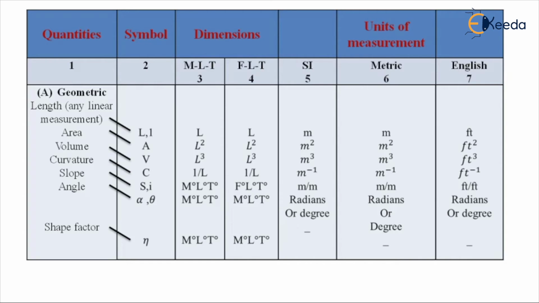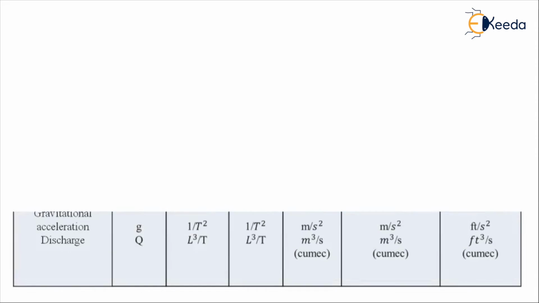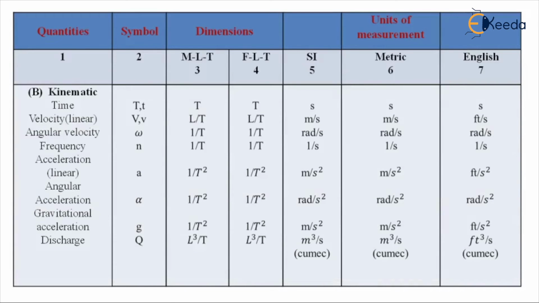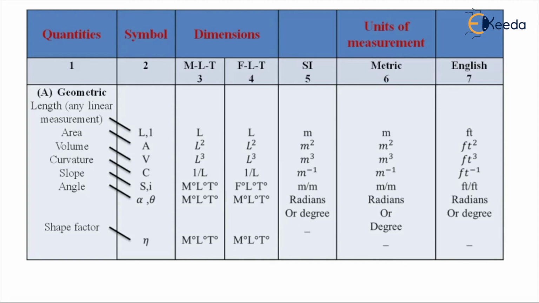Similarly, we have the different quantities, that is volume, curvature, slope, angle, shape factor, and our dimensions are in MLT and FLT. We have both. Then for kinematic. Take a screenshot of this. First one is geometric. Take a screenshot of these quantities.